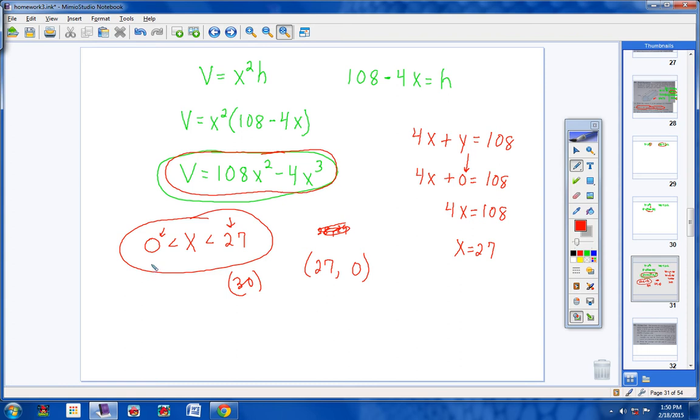Okay, so when x is 0, what is your y? 104. Do you see that? Look at your table of values. Your table of values should say 0, 104. So we're going to change our y window a lot. Just start scrolling down. 104.